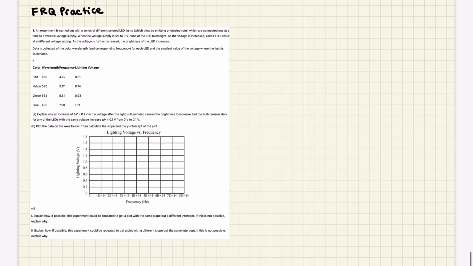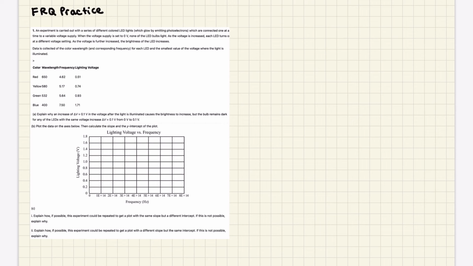And this FRQ practice looks very long, and it is pretty long. But most of it is just a big graph that's taking up a bunch of space. So let's see. An experiment is carried out with different colored LED lights, which are connected one at a time to a variable voltage supply. When the voltage supply is set to 0 volts, none of the LED bulbs are lit. As the voltage is increased, each LED light turns on at a different voltage setting. As the voltage is further increased, the brightness of the LED increases. And so the data is collected of the color wavelength and corresponding frequency for each LED and the smallest value of the voltage where the light is illuminated. So this is the data table right here.